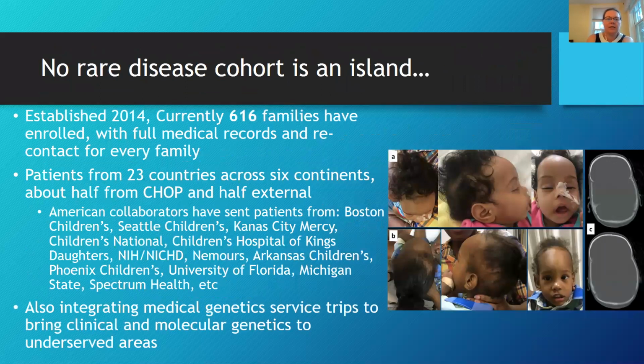And so we established this in 2014. We've gotten samples from 23 countries across 6 continents. About half of them are from CHOP, where I work, and about half are external. And we've been really fortunate to partner with a lot of other institutions that are real powerhouses for genomics, and we've learned a lot from them and have shared a lot of our knowledge in doing these reanalyses and these really in-depth exams.